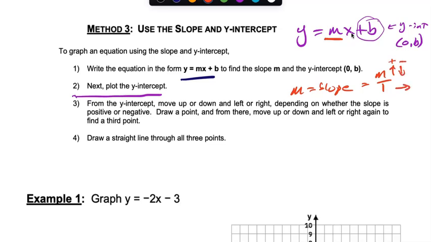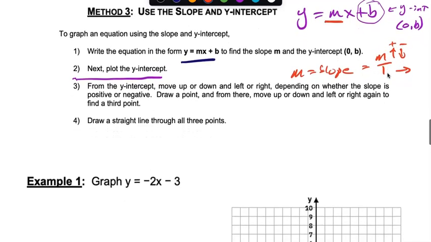And we're always going to go to the right. So if it's a fraction, positive, you go up, and then you go to the right. If it's negative, you go down, and then you go to the right. So we always go to the right. It just makes it easier. And once you have your couple points, you draw a line through, and that's your graph. So we're going to do that here.